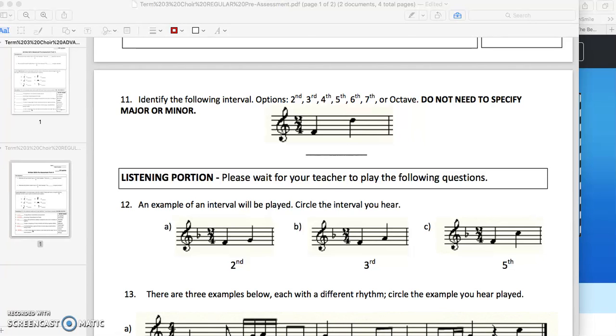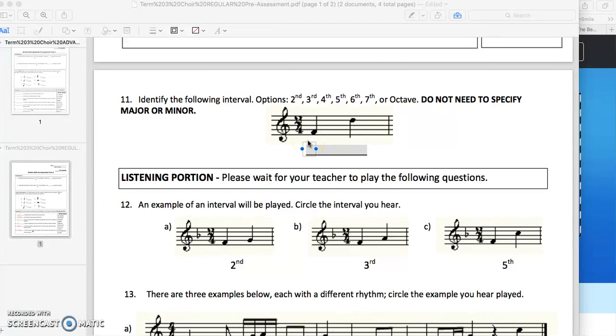Okay, so this is review for question number 11 on the pre and post test for term 3. Number 11 will say identify the following interval. Options include second, third, fourth, fifth, sixth, seventh, or an eighth, otherwise known as an octave. You don't need to specify major or minor or perfect or augmented or diminished, and if you don't know what any of that means, that's fine. Just don't even worry about it.